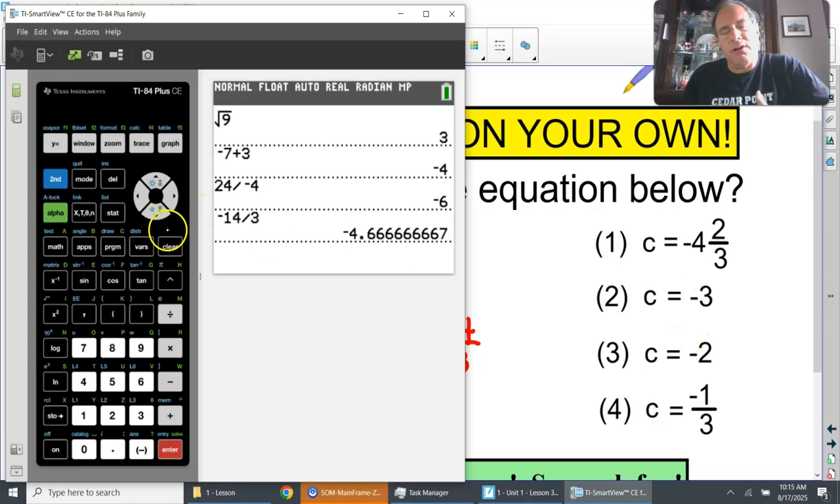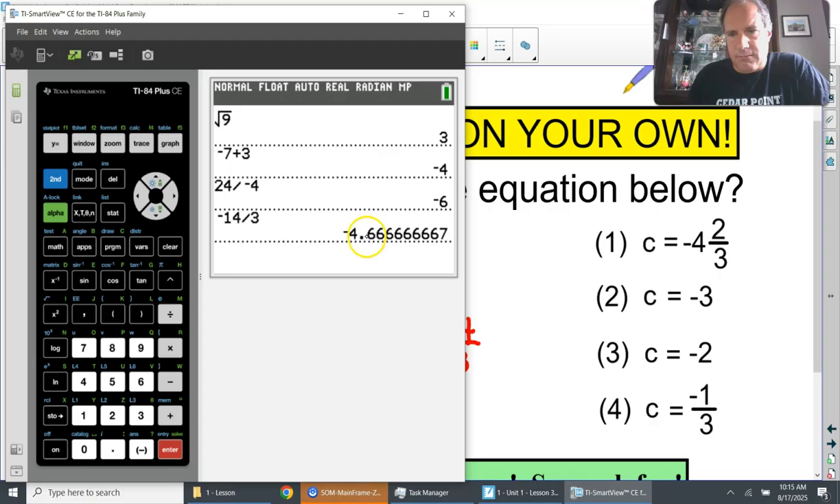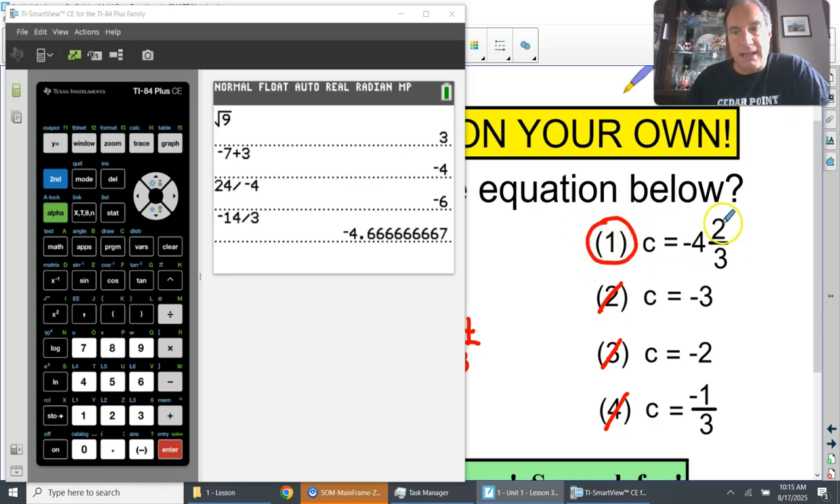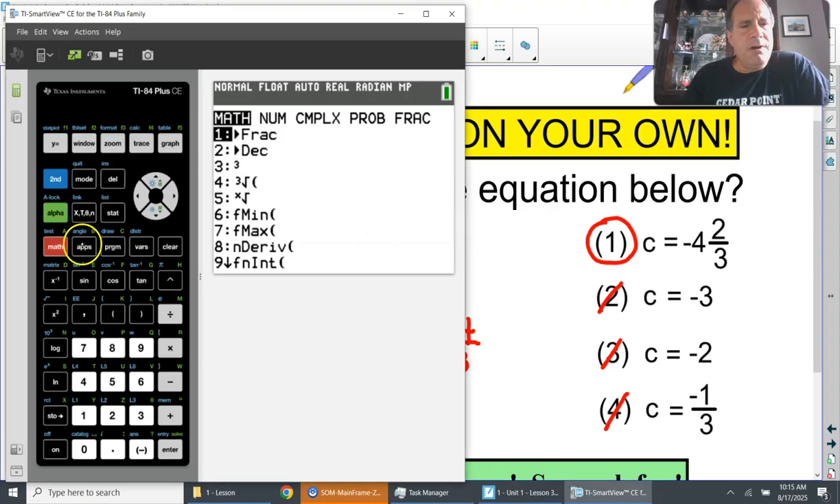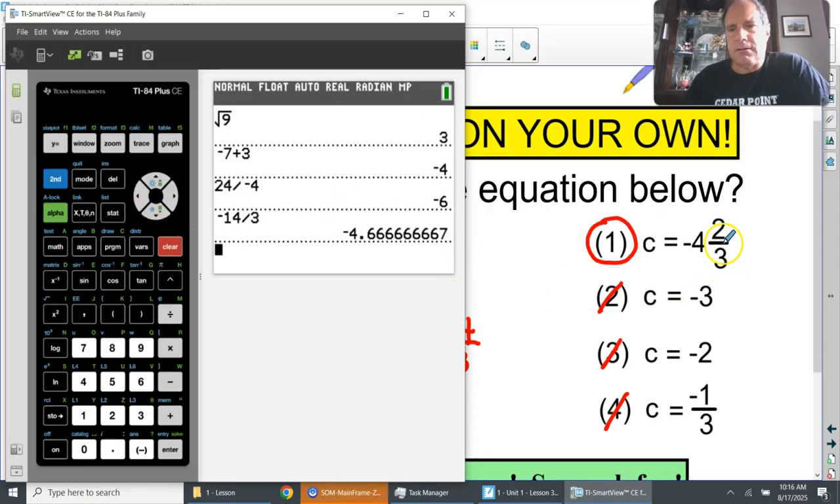So what you're going to have to do, obviously, this is negative 4.666. So it's not negative 1/3. This is common sense. Negative 2, it's not negative 3. It has to be this one, right? Negative 4 2/3. That's what this is. But we want to make sure that we can see how to put this together in a mixed number.